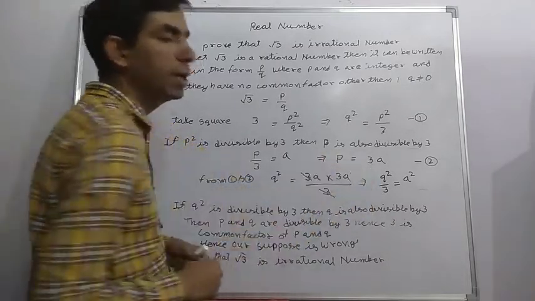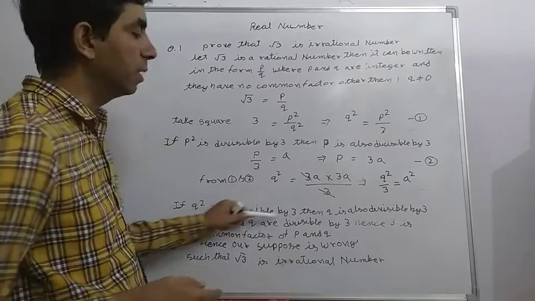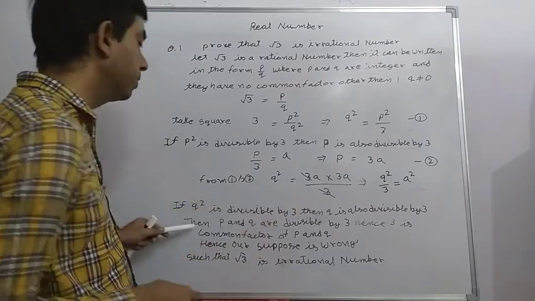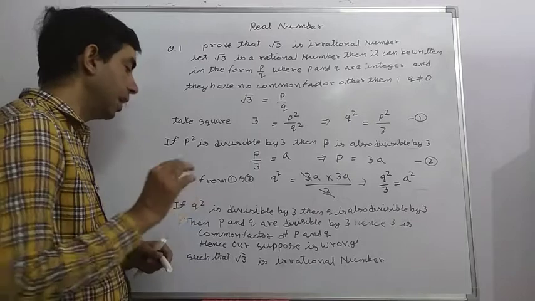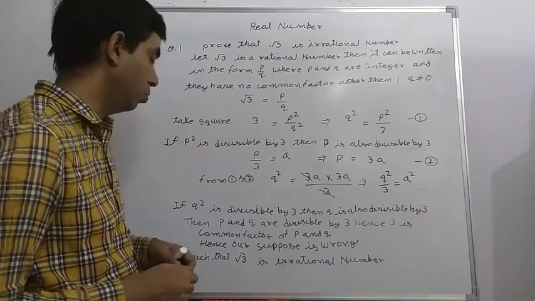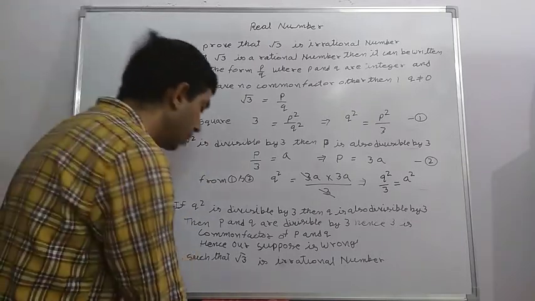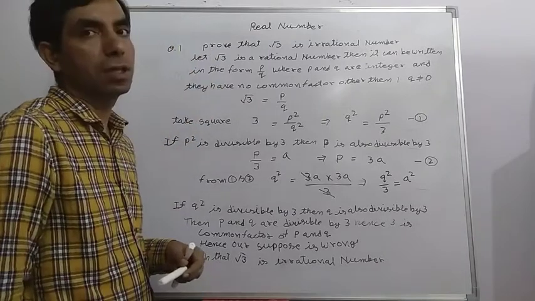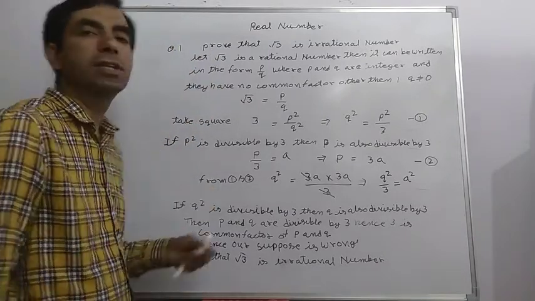Then q square divided by 3 equals a square, which means q square is divisible by 3. Then q is also divisible by 3. Then p and q are divisible by 3. Hence 3 is a common factor of p and q. Hence our supposition is wrong, so root 3 is an irrational number. By this method we prove it easily.